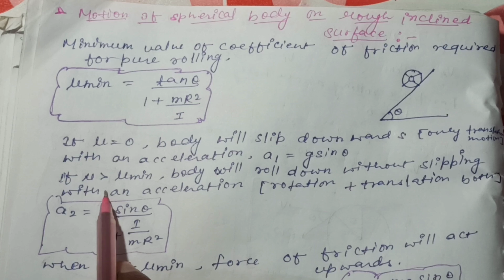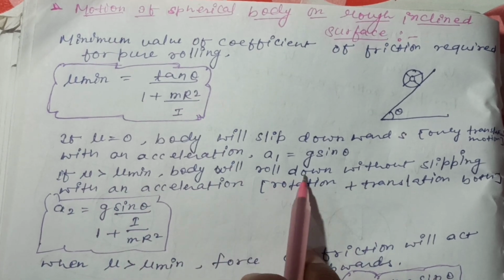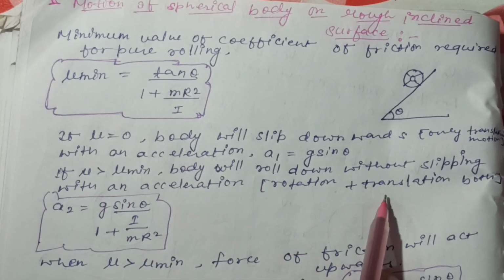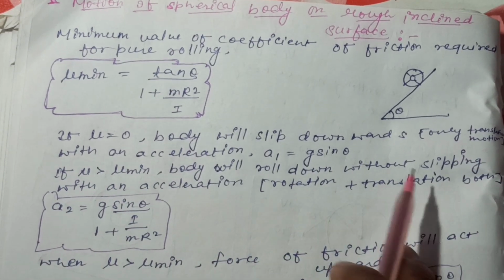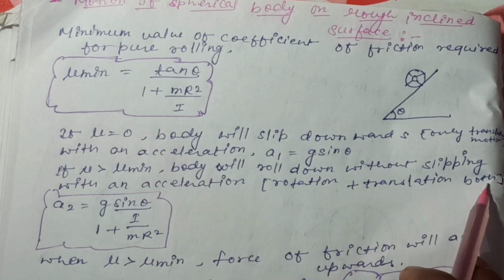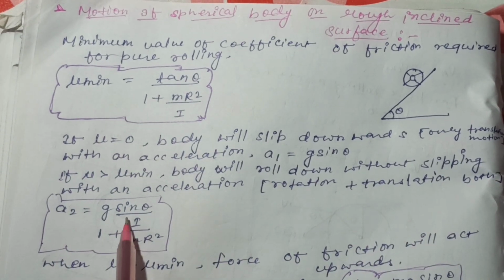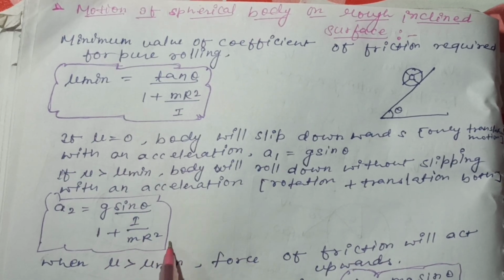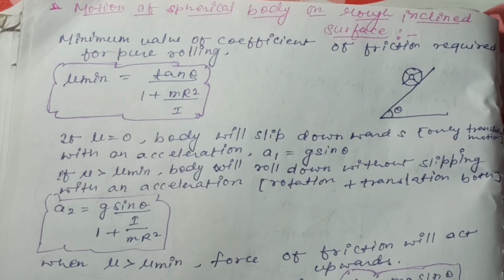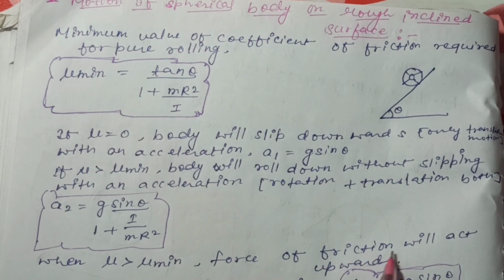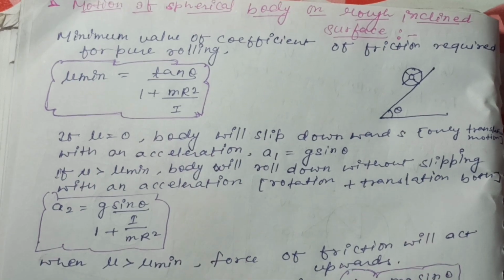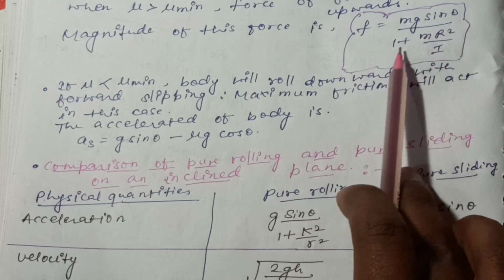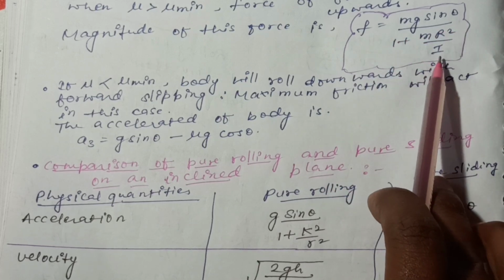If mu is greater than mu minimum, then the body will roll down without slipping, with both rotation and translation. Acceleration a2 is equal to g sin theta upon 1 plus I upon m r square. When mu is greater than mu minimum, the force of friction will act upward. Magnitude of this force is F is equal to m g sin theta upon 1 plus m r square upon I.